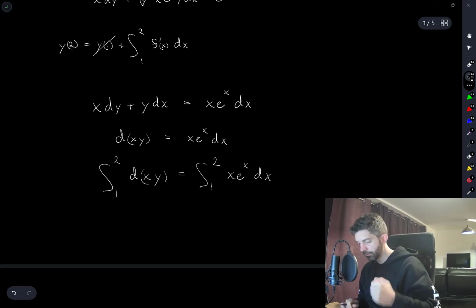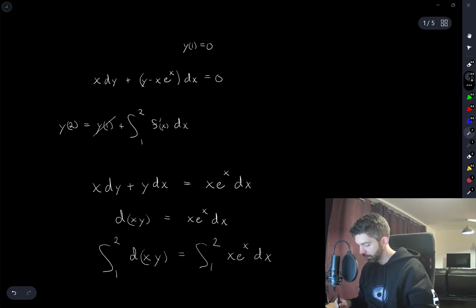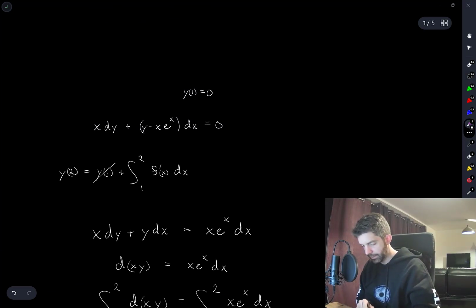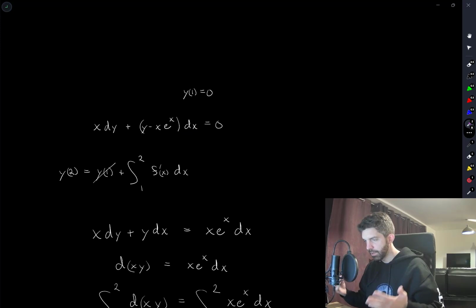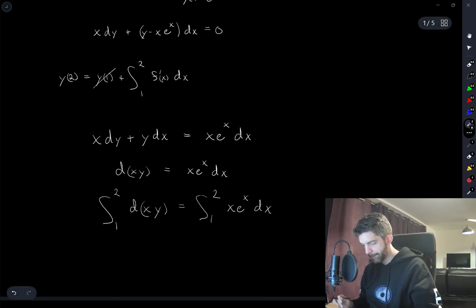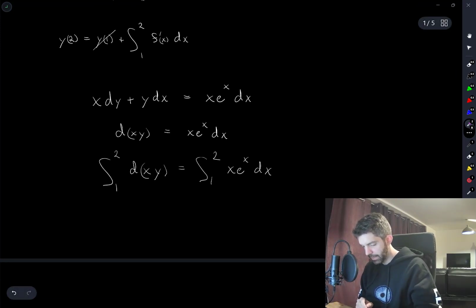I think this will lead us there. So I recognize that I have an x dy. If I expand this, I have a y dx. That sounds like product rule to me. So by rearranging things to make it look like a product rule, I have the derivative of the product is equal to x e to the x.